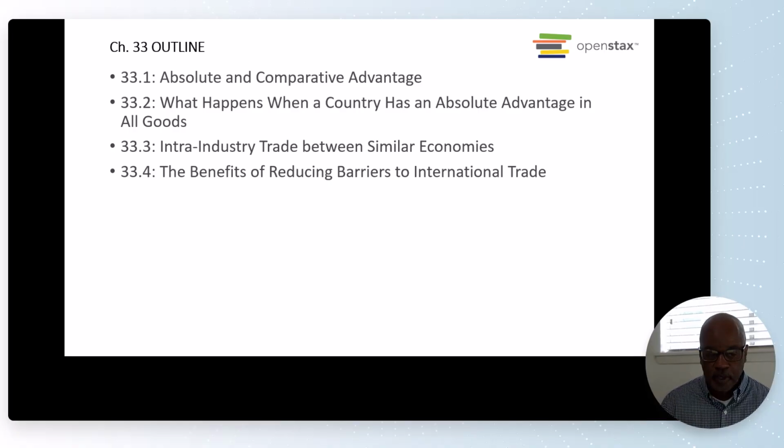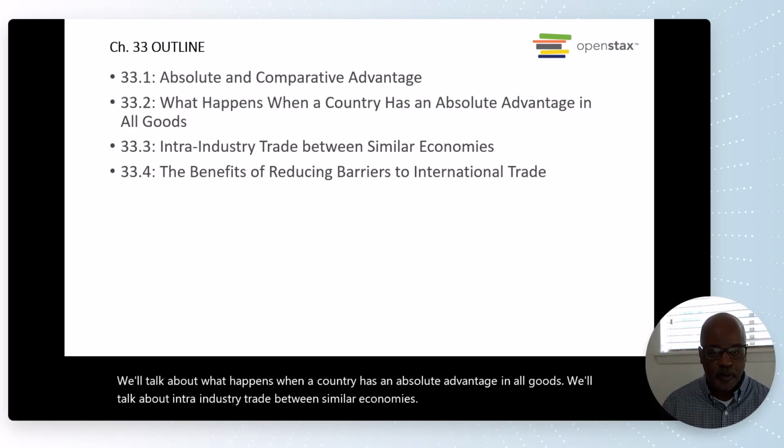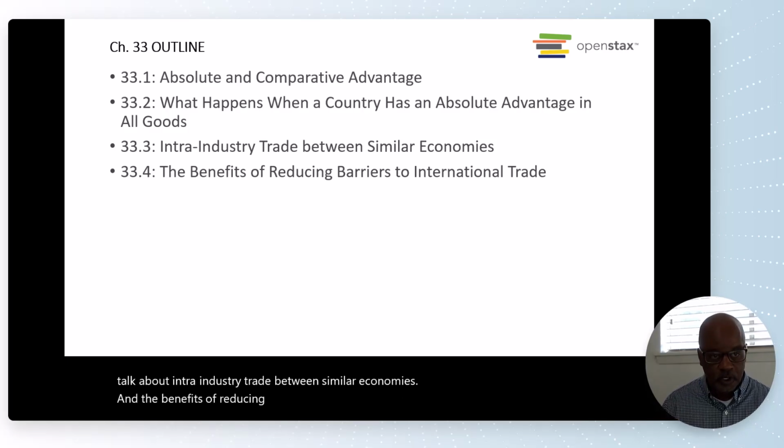International trade. So today I'll introduce you to the topic of absolute and comparative advantage. We'll talk about what happens when a country has an absolute advantage in all goods. We'll talk about intra-industry trade between similar economies and the benefits of reducing barriers to international trade.